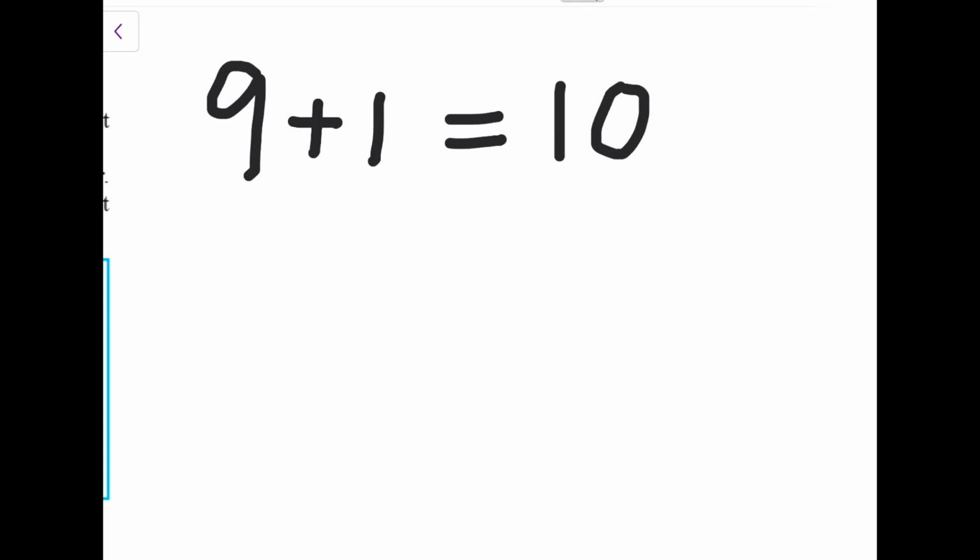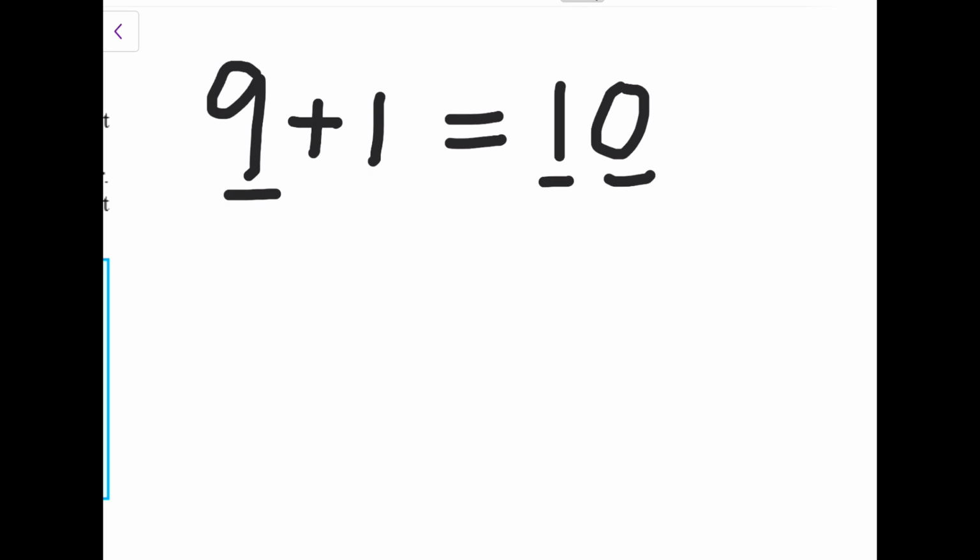Let's go to the next topic, children, that is larger numbers. What is the largest one digit number? All of you know the answer. It is 9. And what happens if you add 1 to it? The answer is 10. And 10 is the smallest two-digit number. So from the largest one-digit number, if you add 1, you will get the smallest two-digit number.